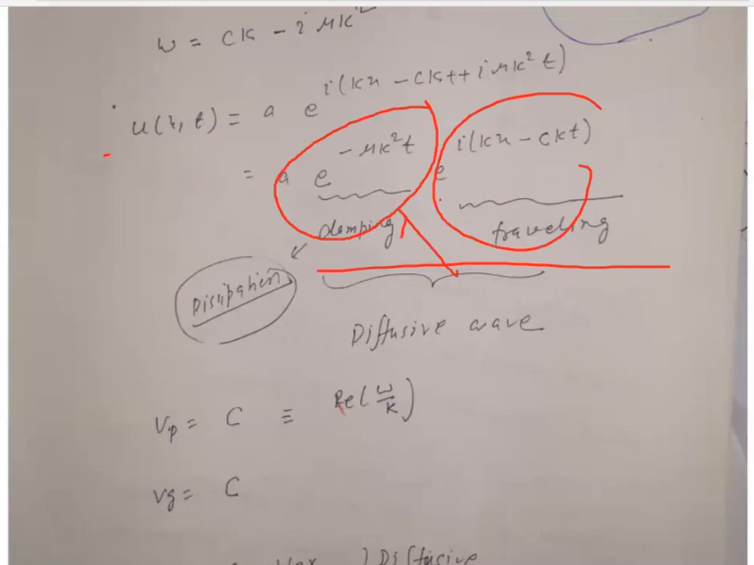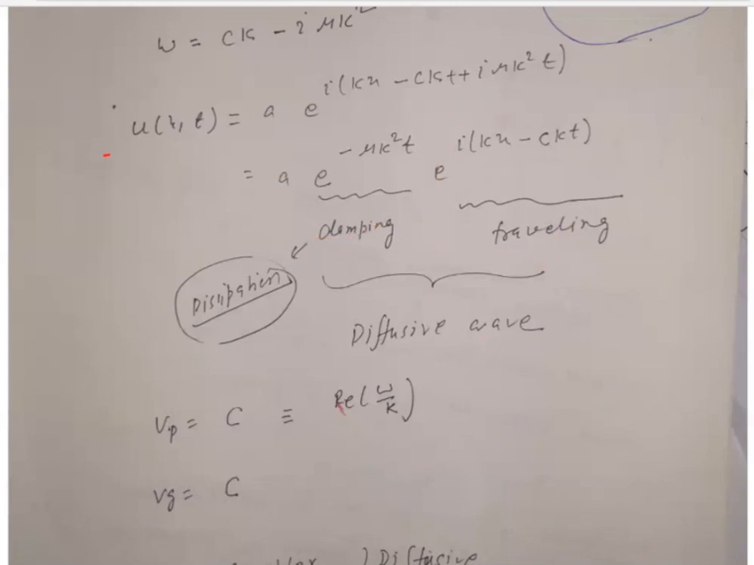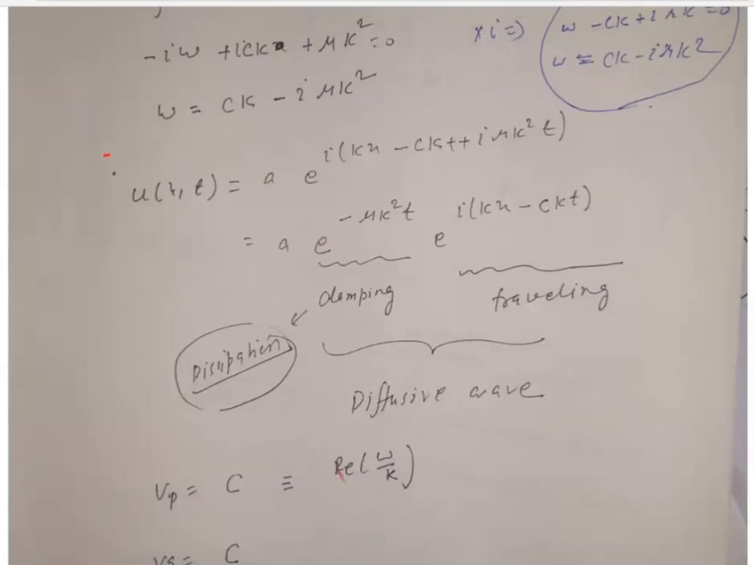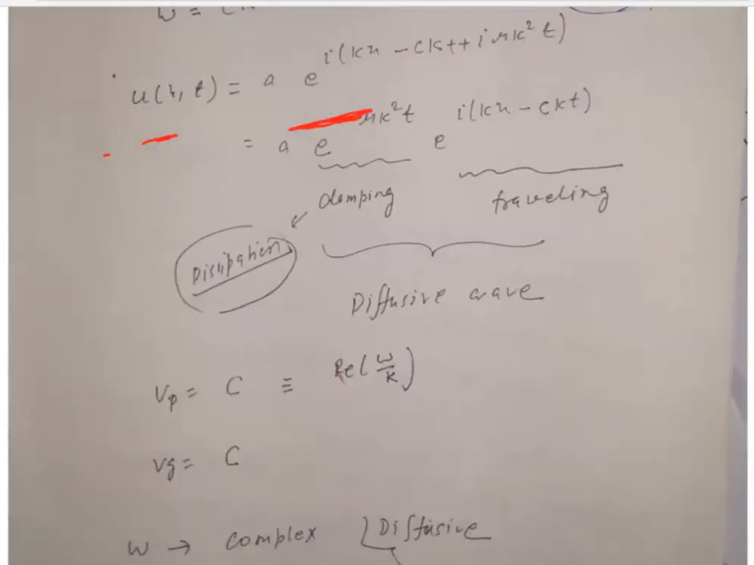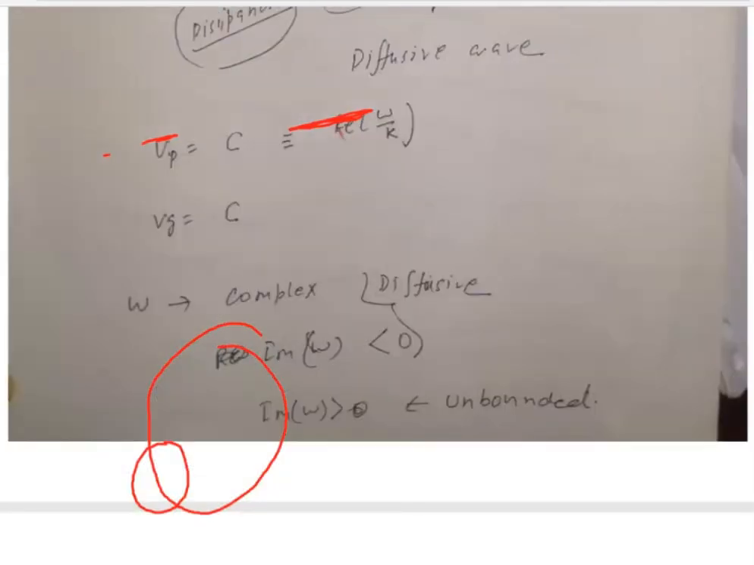And if you look at this frequency, it has a complex part also. If you want to get the group velocity, you don't have to consider the complex part. So basically here you will get the same. So in this equation, this is non-dispersive, but it is dissipative. Okay.